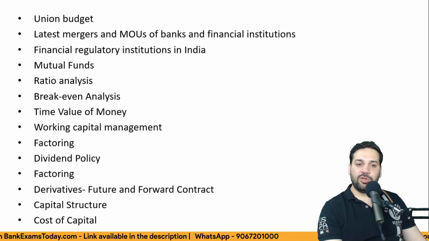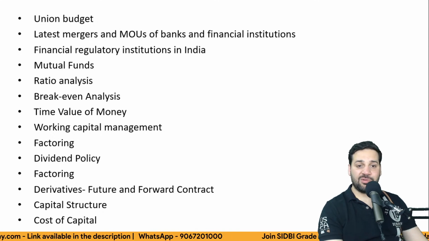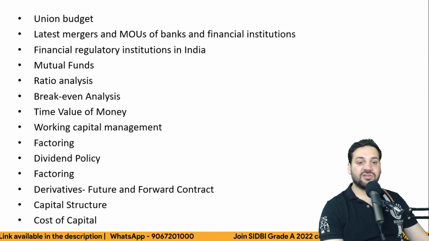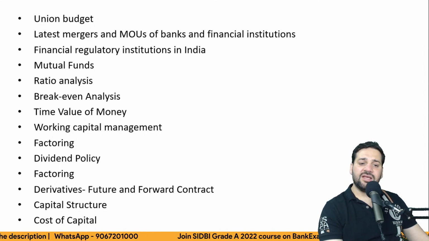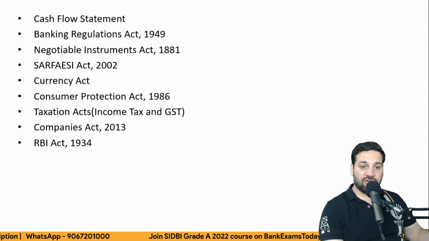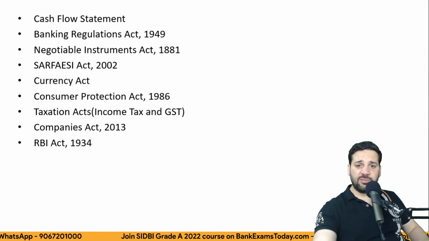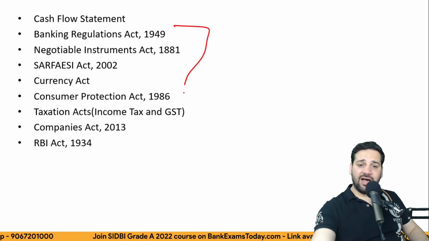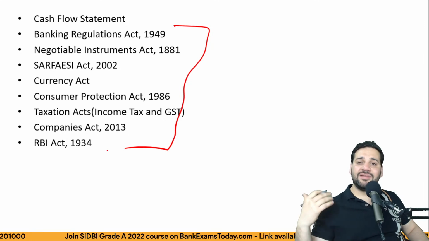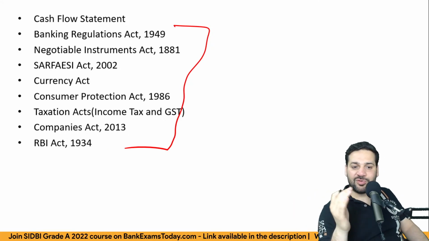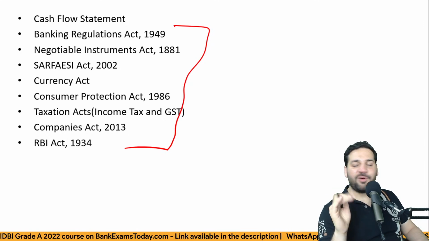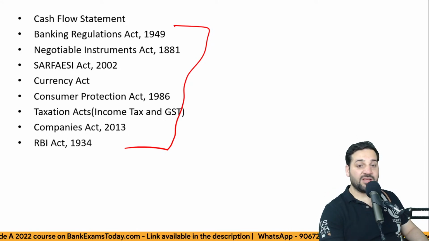Latest mergers and MOUs, financial regulatory institutions in India, mutual funds, ratio analysis, break-even analysis, time value of money, working capital management, factoring, dividend policy, derivatives, capital structure, and cost of capital. Important: some of the laws related to banking are important, for example SARFAESI, Banking Regulation Act, RBI Act, Negotiable Instruments Act, Consumer Protection. The Companies Act is not that important, but still we do a part of it.